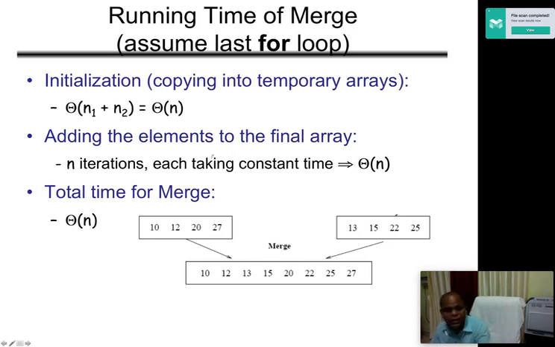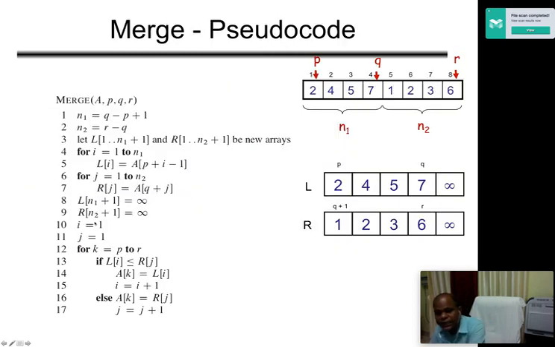This addition will take theta of n, that means the merge algorithm will take theta of n. As we have already shown you the merge sort algorithm, the merge algorithm will take the time complexity of theta of n.